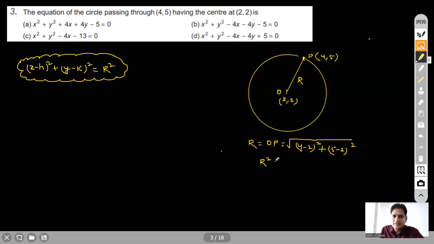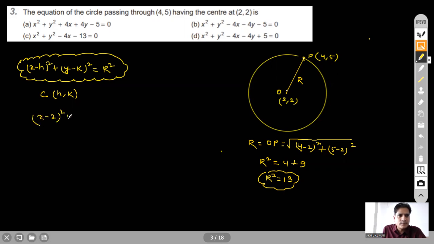So r square, we can write it as, what will be r square? We will remove this square root and it will become (4 minus 2) whole squared, that will be 4, plus (5 minus 2) whole square, that is 9. So r square will become 4 plus 9, that will be 13. So now we know the value of the center also. The coordinates of the center are h comma k, so in our question, the coordinates are (2, 2). So we will replace h and k by 2, 2. So our required equation will be (x minus 2) whole squared plus (y minus 2) whole squared is equal to r square.